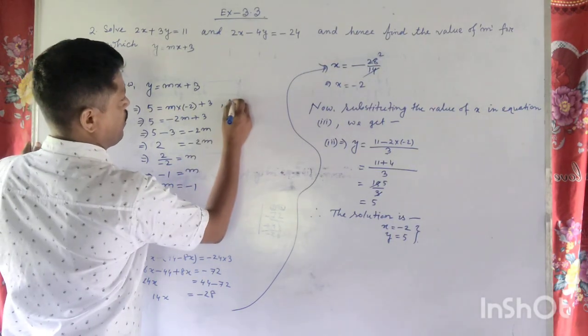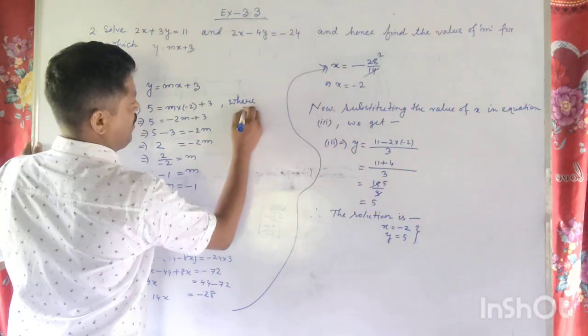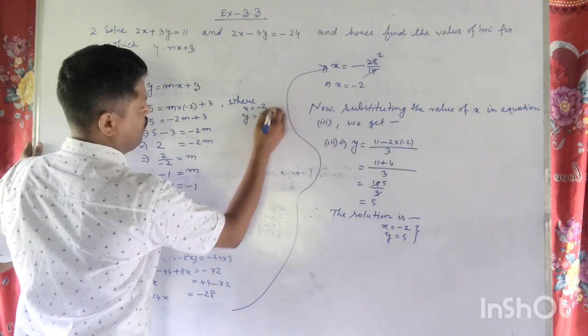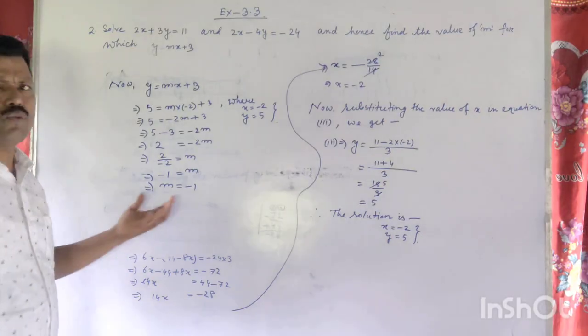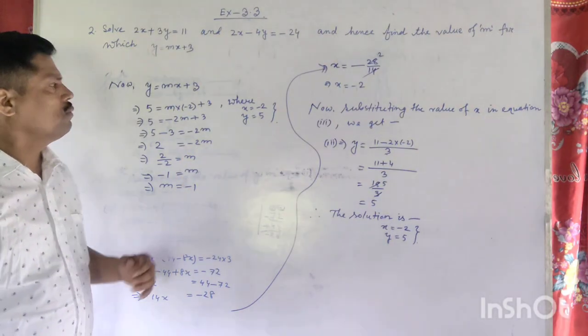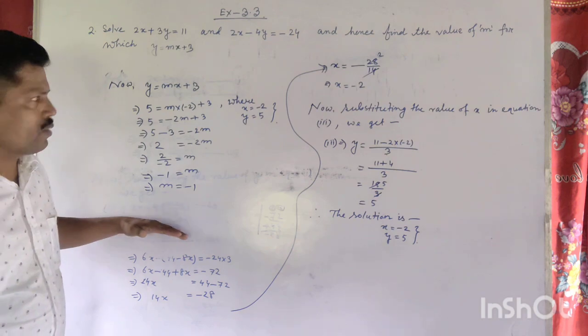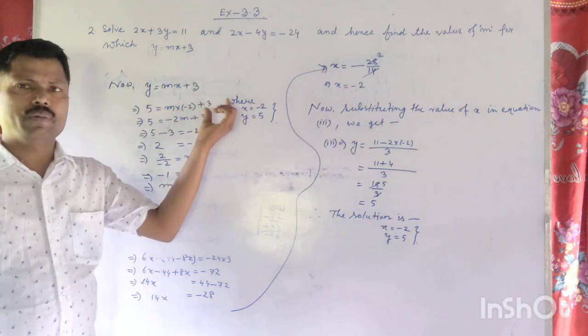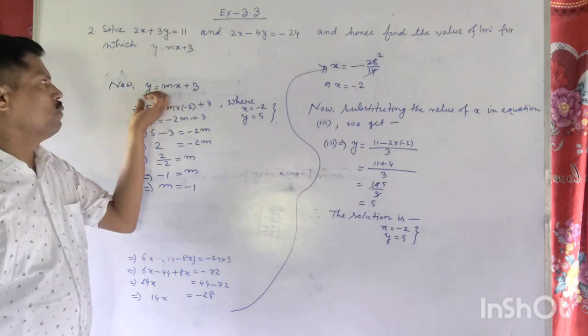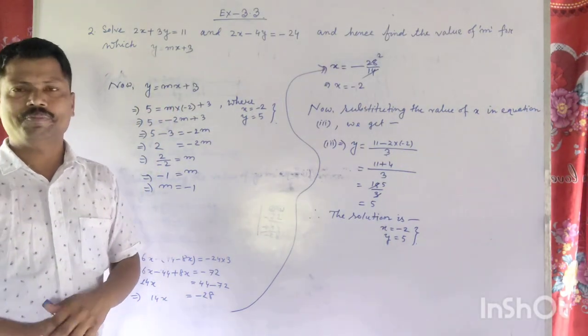Just we have to write where x is equal to minus 2 and y is equal to 5. We have solved this. So very easy. Just we have to find the value of x and y, and we have to put the value of x and y in another equation given like y is equal to mx plus 3.